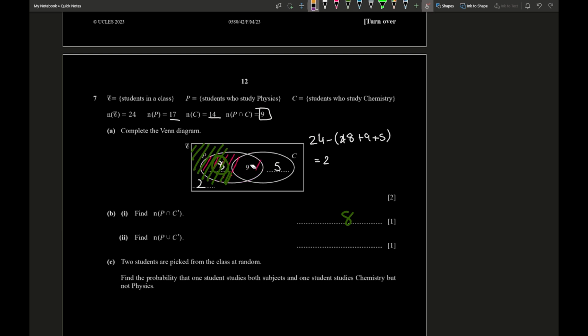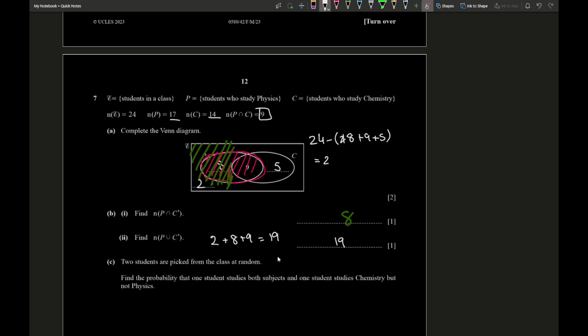Let me just erase this. Same idea, we'll mark where is set P, this is set P. Now what about C dash? This is C dash. C dash includes 8 and 2, and P includes 8 and 9. And since this is a union, we'll have to add all the numbers, whether they intersect or not. So 2 plus 8 plus 9 is equal to 19.